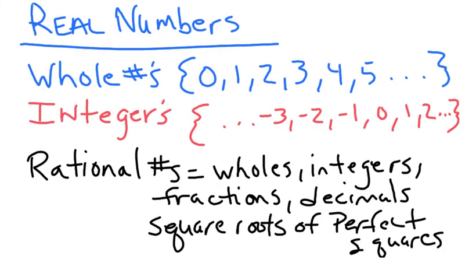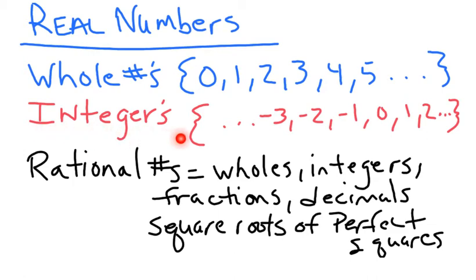Okay, real numbers. Real numbers are all the numbers that you're going to use in math this year. They're all in a big group called real numbers. Now, inside the group of real numbers, there's some subgroups. First, there's whole numbers. Whole numbers start at 0 and go 1, 2, 3, 4, 5, all the way to infinity. It just keeps going and going and going like the Energizer Bunny.